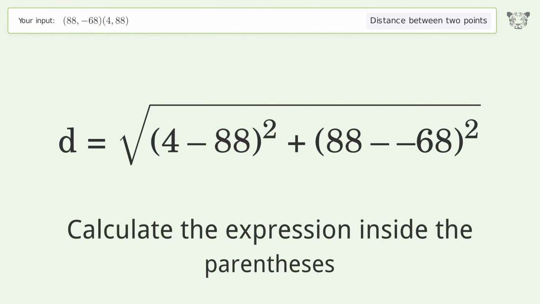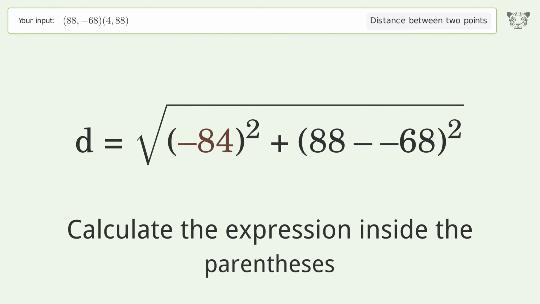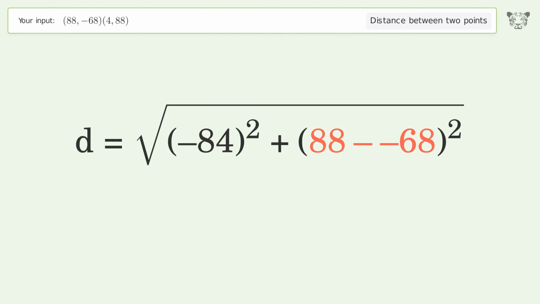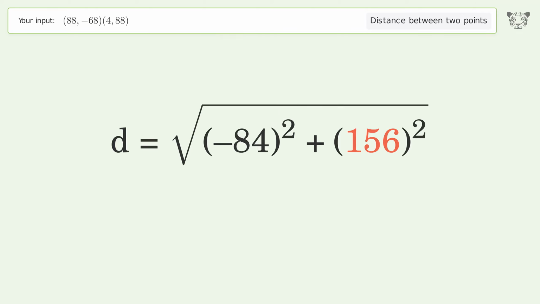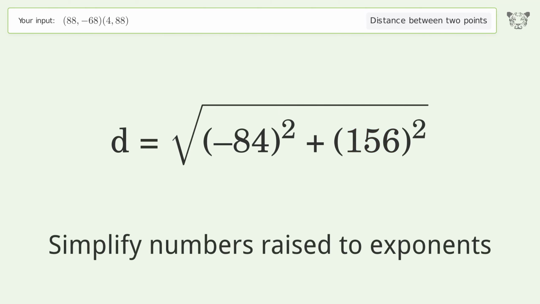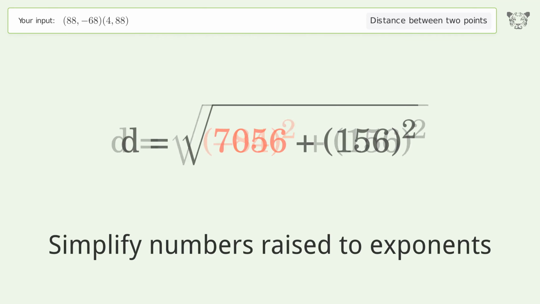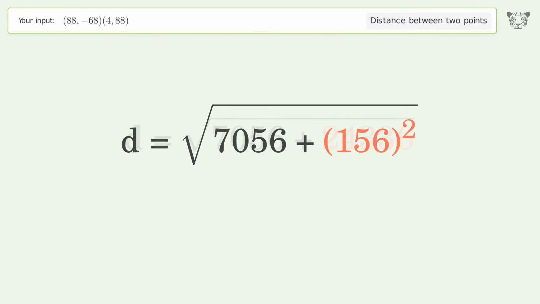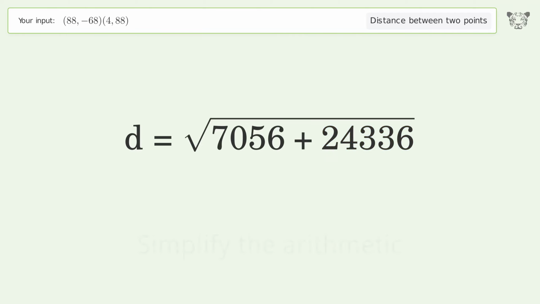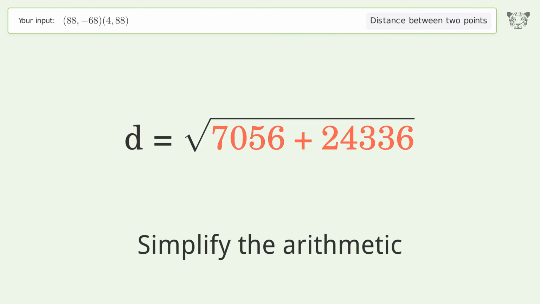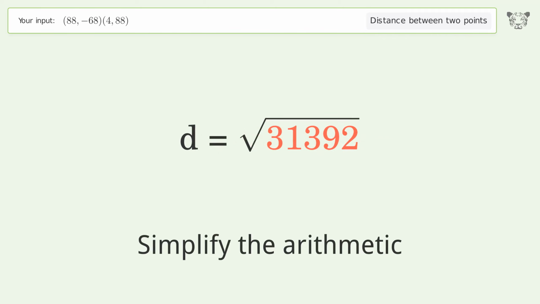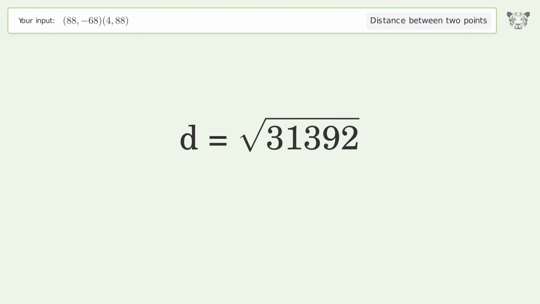Calculate the expression inside the parentheses. Simplify numbers raised to exponents. Simplify the arithmetic. And so the distance between the 2 points is the square root of 31,392, or 177.178.